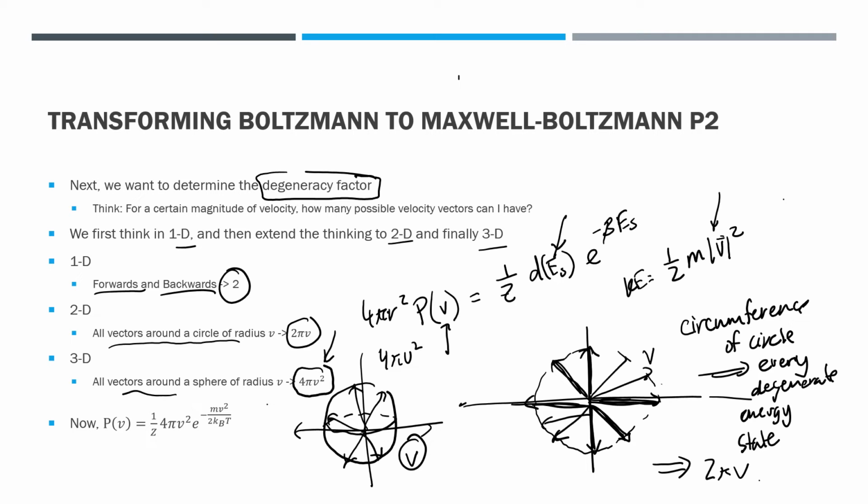And now we can plug that into our equation. P of v equals 1 over z, our degeneracy factor 4 pi v squared, and the exponential factor with the energy state that we saw in the last slide. Now we just need to finish up this Maxwell-Boltzmann distribution by figuring out what this normalization z factor is.